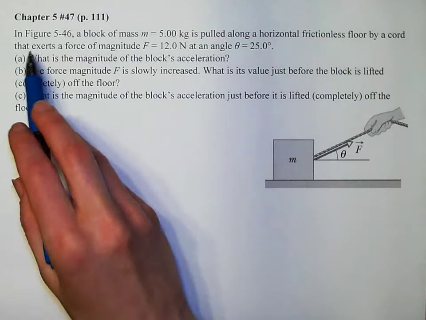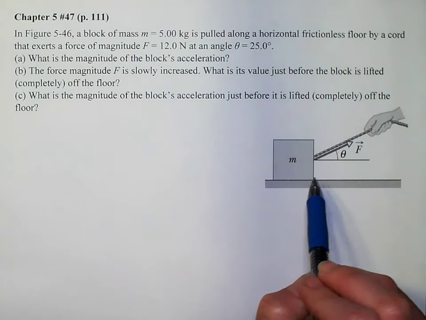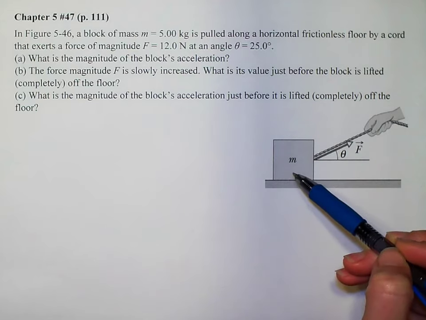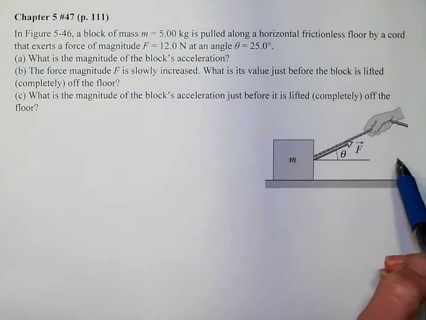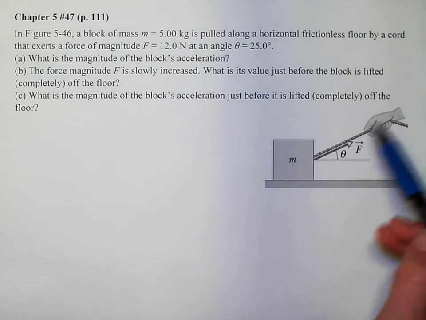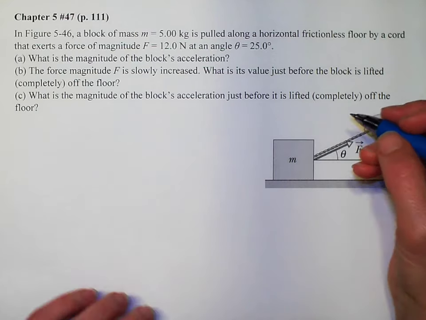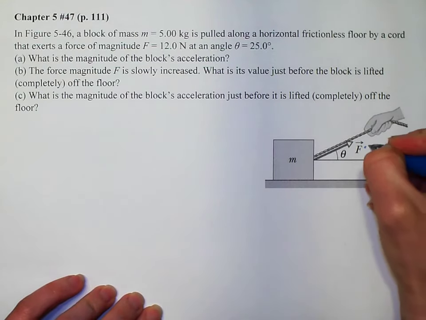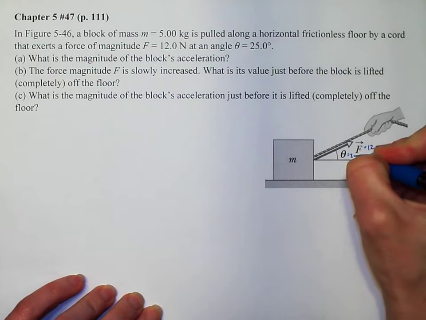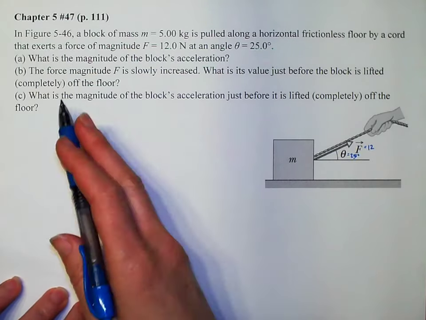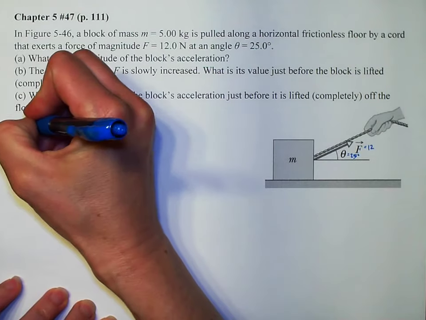This is problem number 47 from chapter 5. In this figure below, this block of mass 5 kilograms is pulled along a horizontal frictionless floor by a cord that exerts a force of magnitude 12 newtons at this angle of 25 degrees. So I'm going to write that really quick right here so that we know that we have that information. So part A, what's the magnitude of the block's acceleration?